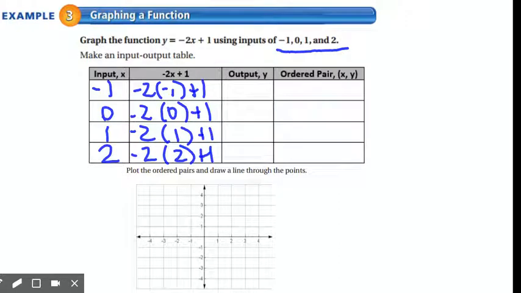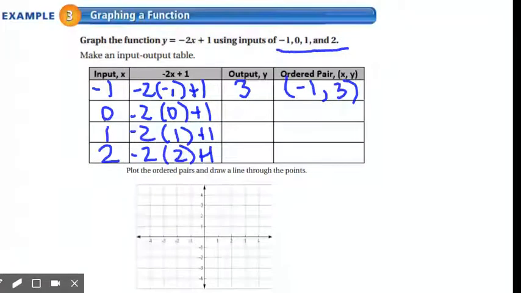Now, the third column is the output column, or the y value column. So when we figure that out, we're kind of just calculating that column that we just wrote down with the negative 2x plus 1. So the first one, negative 2 times negative 1, that would give us a positive 2 plus 1 gives us a 3. All right. That then makes our ordered pair negative 1 from the first column, 3 from the third column.